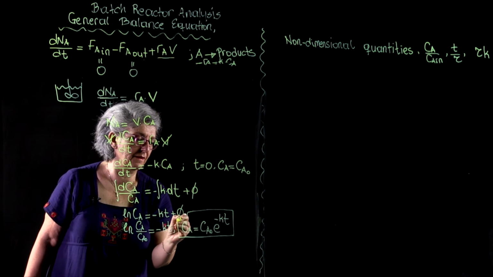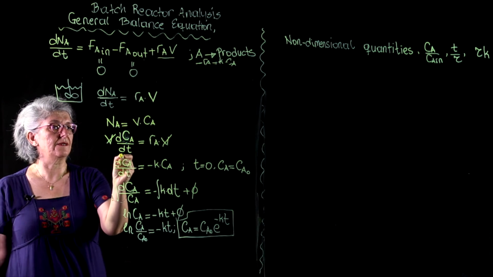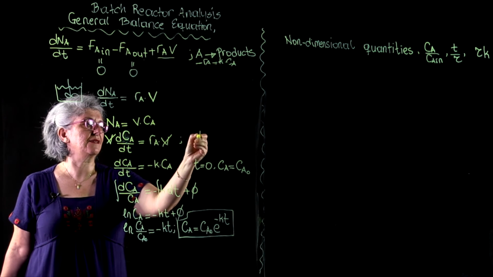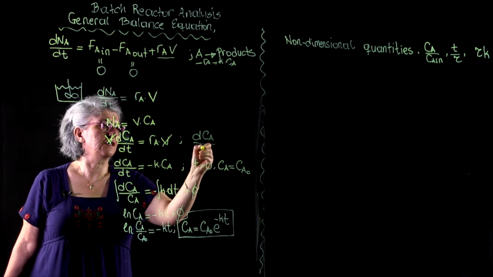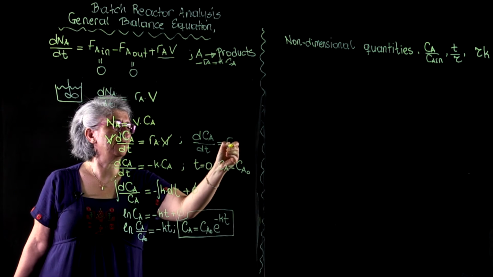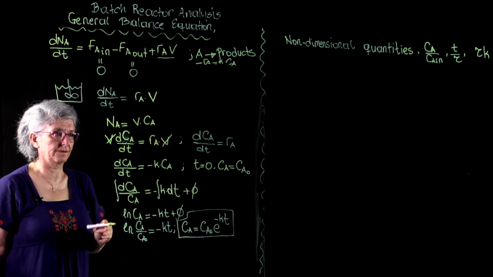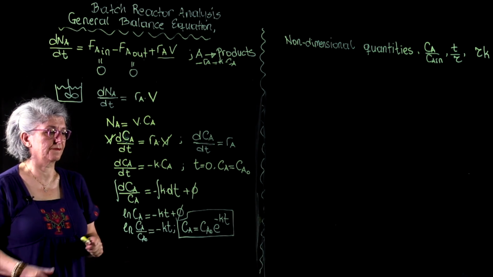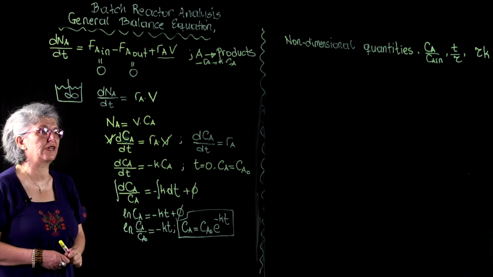This is the design equation for a batch reactor. The cleaned up version is here: dCa over dt is equal to R sub A, and this is its solution for a first order reaction.